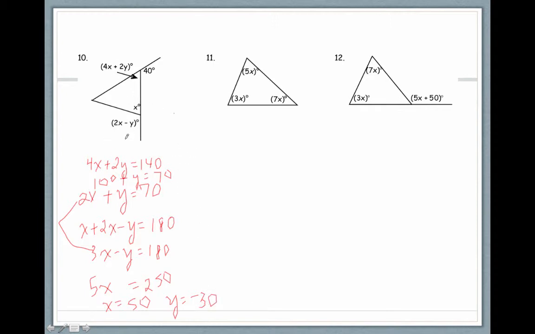If one of these said y degrees, then we'd say there's no solution to this problem. But when I plug in x and y, 4x plus 2y is 200 minus 60, which is 140, so that's fine. And I put this in, 100 plus 30 is 130, so that's fine. So we don't have any negative angles from this negative y. So these work.